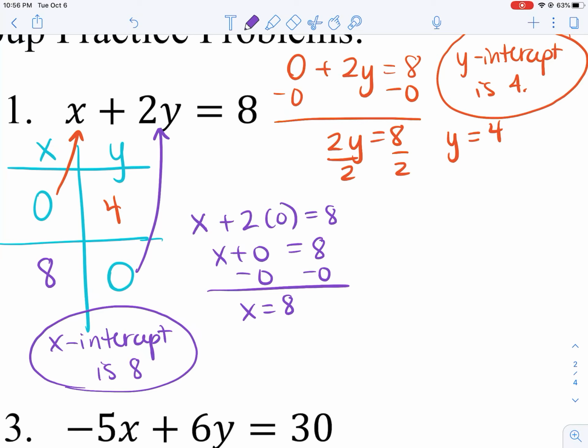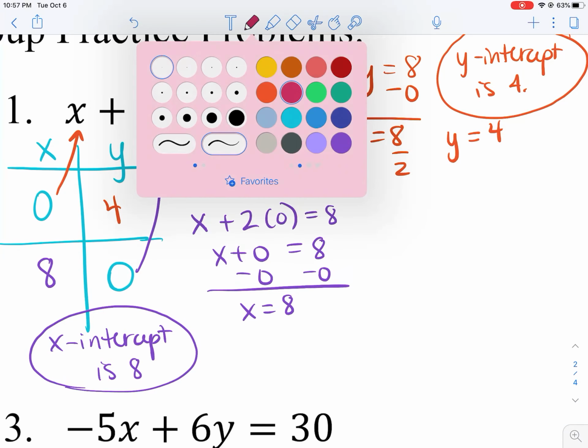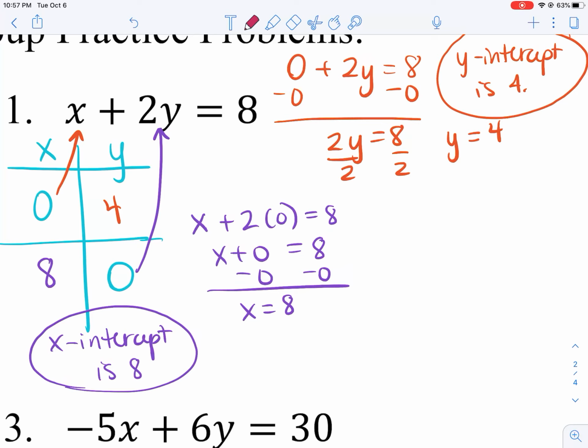The last thing that you can use these standard form equations for is to calculate the slope.